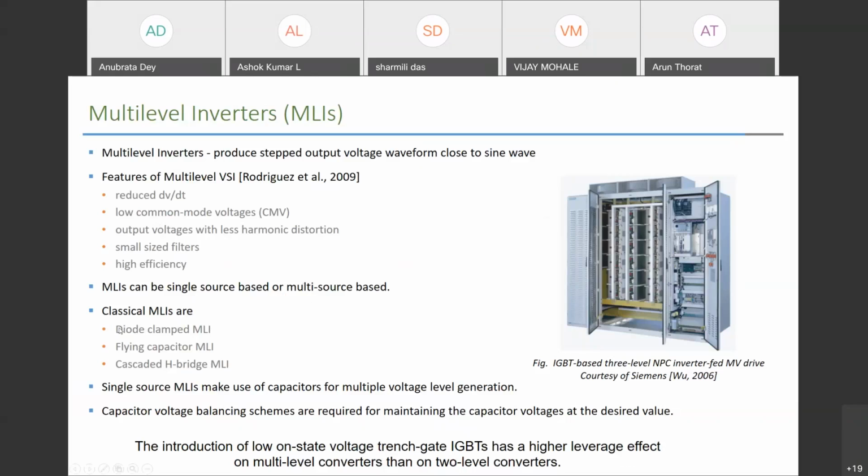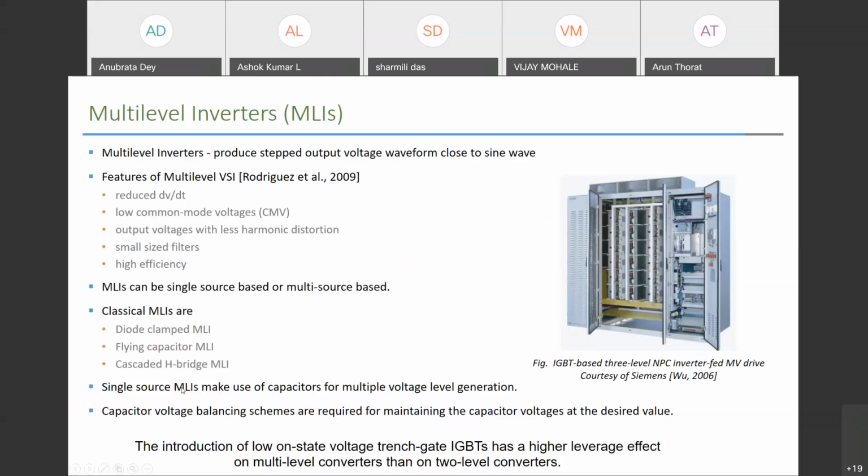So classical MLIs are diode clamp MLIs, that is neutral point clamp, we call NPCs in general. There are flying capacitor MLIs, the cascaded H-bridge MLIs, and of course the combination of all these three comes under the hybrid topologies, and those are also there. And single source MLIs make use of capacitors for multiple voltage level generation.